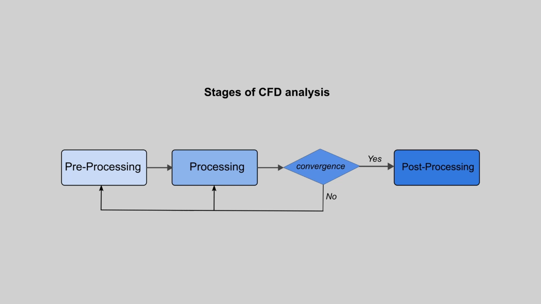Then the processing, where you discretize the equations according to a specific scheme and specify the iterative solver parameters like tolerance and convergence criteria. Then if convergence is achieved, you move to the post-processing stage. And if not, you go back and adjust your simulation and solve the equations again and again until you are satisfied with your results.